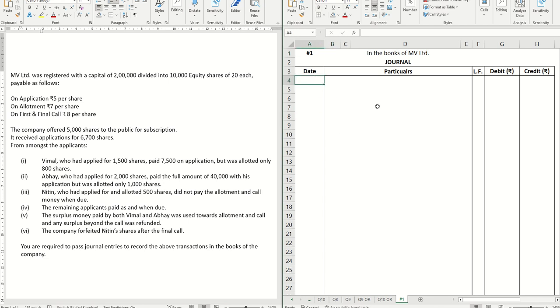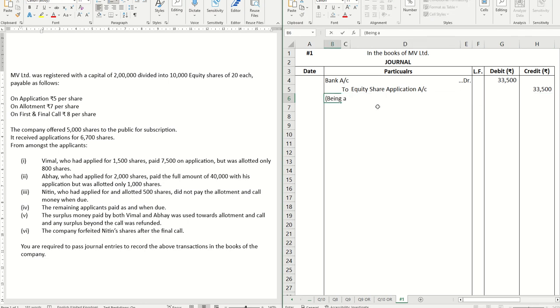Straight away, our journal entry for application becomes: bank account debit, to equity share application account. This one is 6,700 into 5 per share, 33,500, we have received as application.